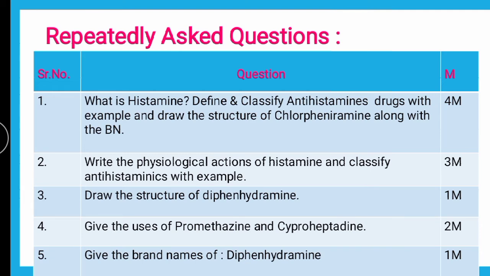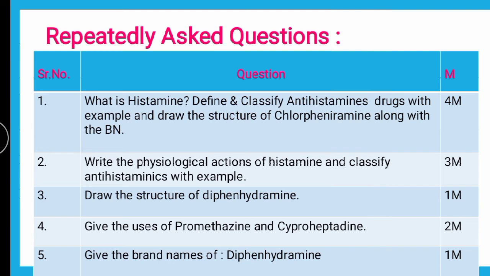So if you talk about the uses of promethazine and cyproheptadine, promethazine has multiple uses. It is not only acting as an antihistamine, but it also has tranquilizer action, since it belongs to the tricyclic class and contains this heterocycle, that is phenothiazine. It has sedative action as well, and antiemetic action as well. So the multiple uses of promethazine are very important, whether it is an MCQ type of exam or a descriptive kind of question.